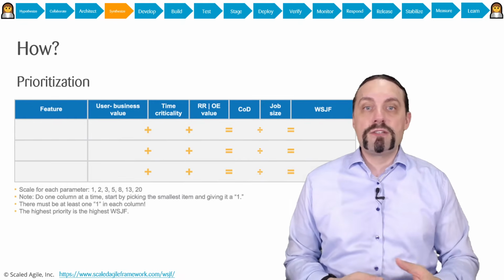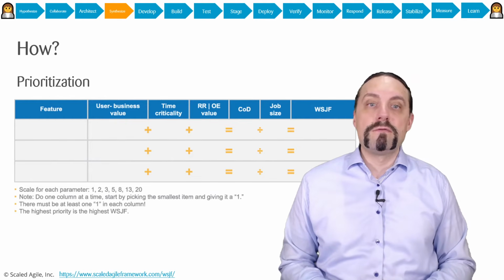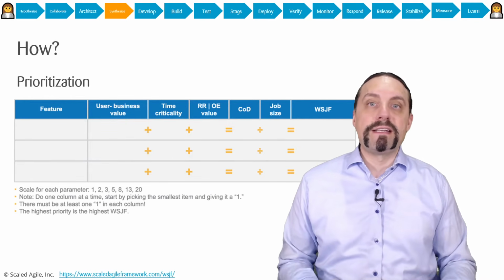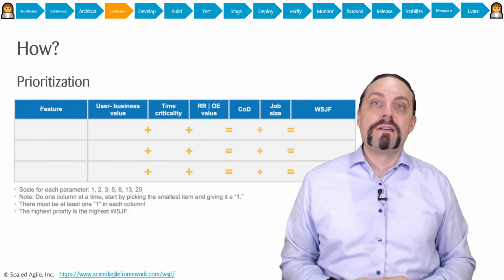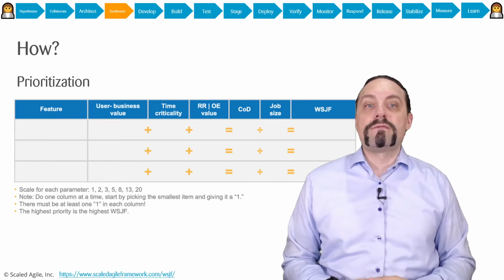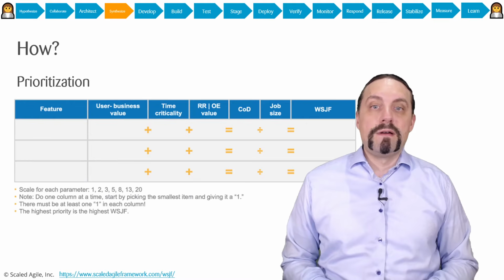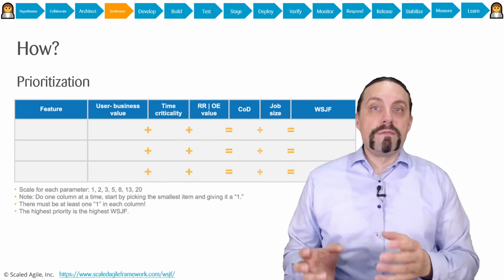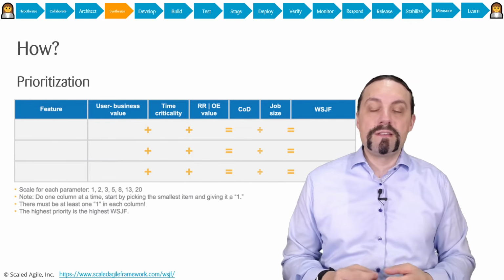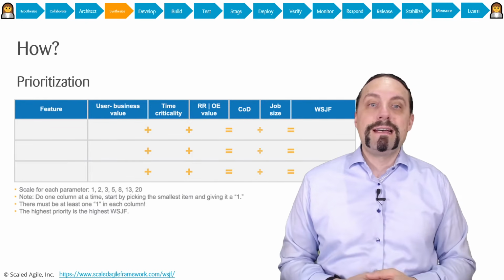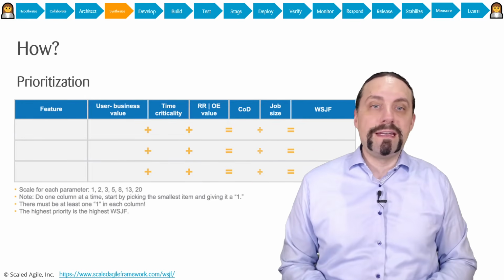Again, we ask which one of these features has the lowest risk reduction or the lowest opportunity enablement, and we will give it a 1. And then we will ask about the remaining features, which one has the double risk reduction or 3 times risk reduction. Now we build the sum out of that. So we will sum up user business value, time criticality and risk reduction and opportunity enablement for each feature, and this is then the cost of delay, and we will put this number in there.